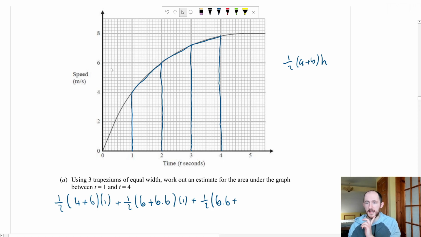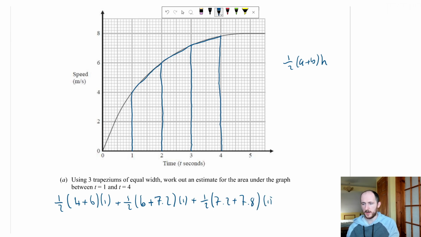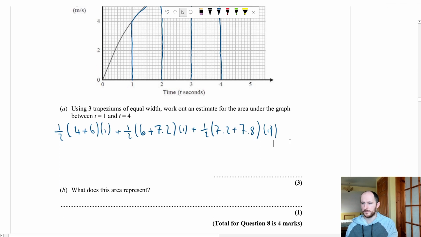No, okay, I made a mistake. So these go up in 2s then, so that should be 7.2. Okay. There we are. That means that should be 7.8, that last one over there. And of course times by 1. So, don't know why I put double brackets.